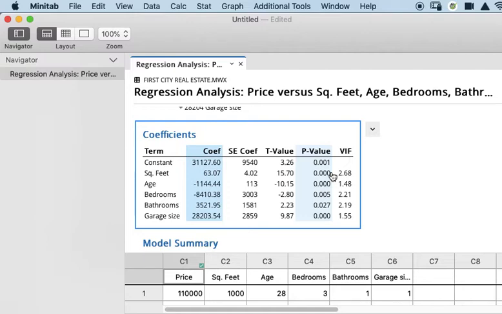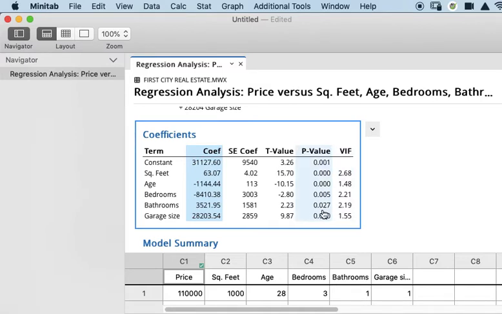And as you can see, if I'm using an alpha of 0.05, all of my p-values are less than alpha. So that means that I would reject the null hypothesis for all of my slope coefficients, and I can say that we have evidence that they all are not equal to 0. The biggest p-value here is 0.027.